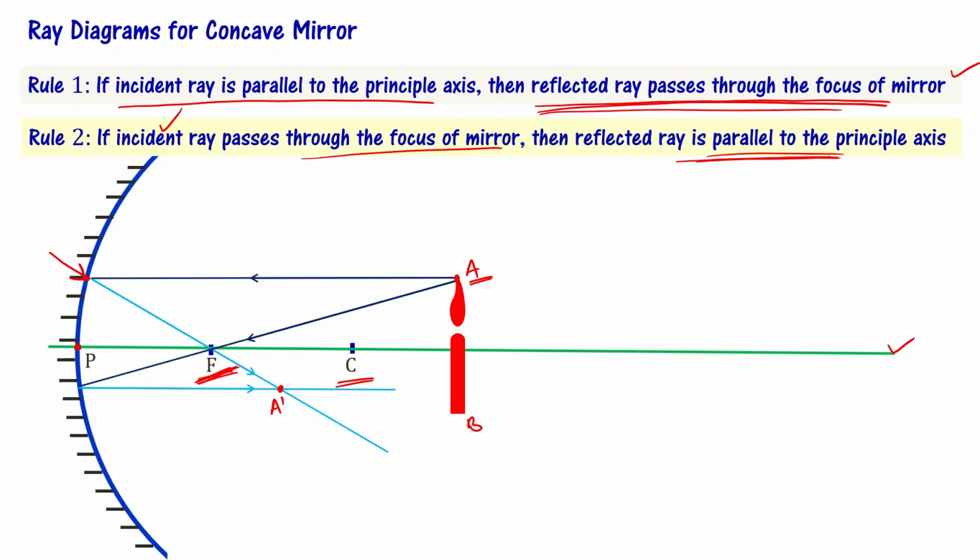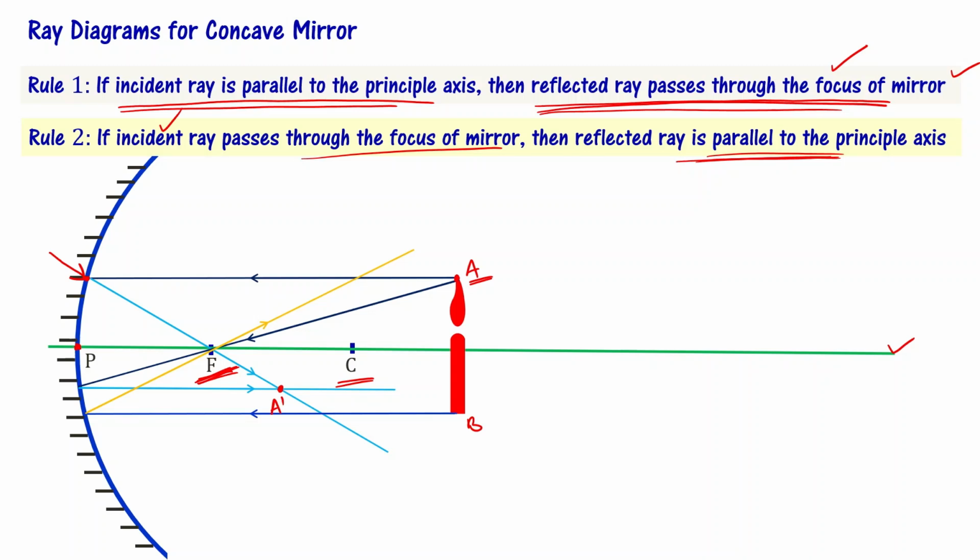Now I have point B. I want to represent that also in the image. For that, let me draw a parallel ray to the principal axis from point B. Now, as per rule 1, it has to pass through the focus of the mirror, right? Let's draw that.